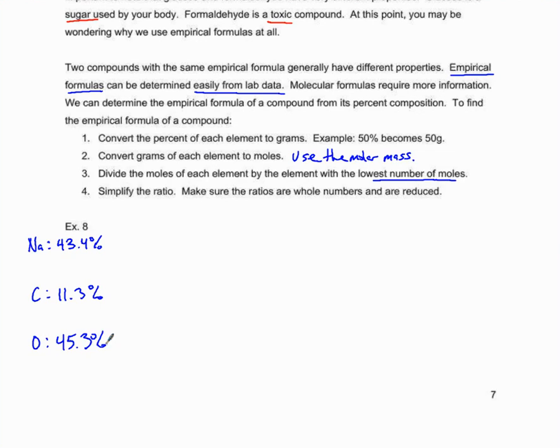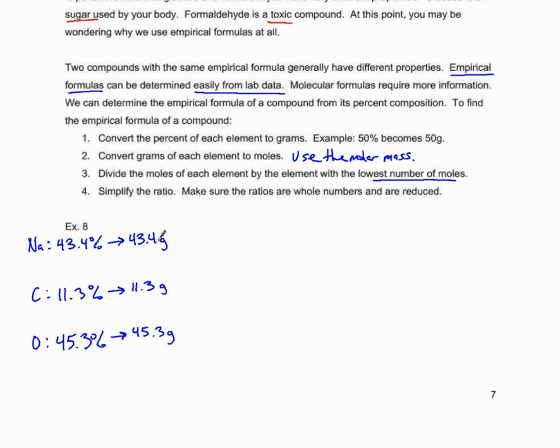So the first step says convert the percentage of each element to grams. And so all I'm going to do is say 43.4% is now 43.4 grams. Carbon 11.3% is now 11.3 grams. And oxygen 45.3% becomes 45.3 grams.